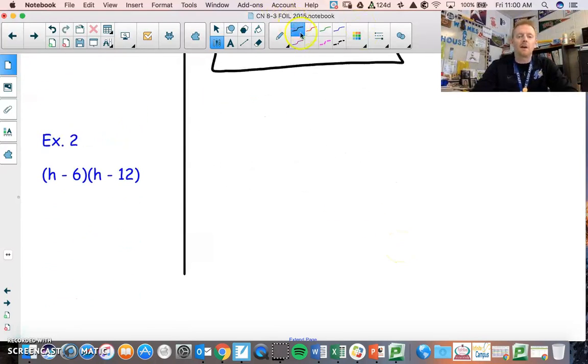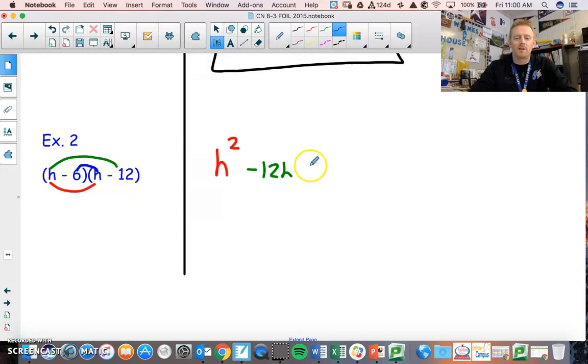Here's another one for us to try. I'll do the same exact thing. We'll color code it. We have an h times an h, using our rules from before, makes an h squared. So that's our firsts. My outers, h times a negative 12 makes a negative 12h. My inners, negative 6 times h, which makes a negative 6h. And then my lasts, a negative 6 times a negative 12, which makes a positive 72.